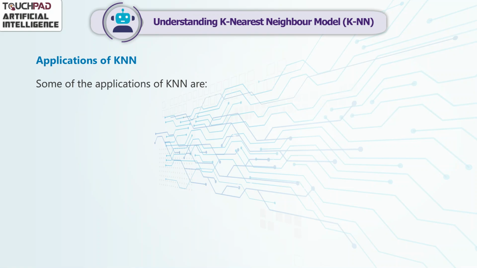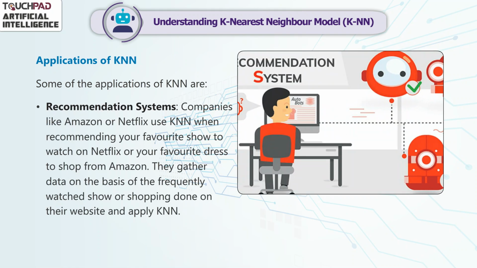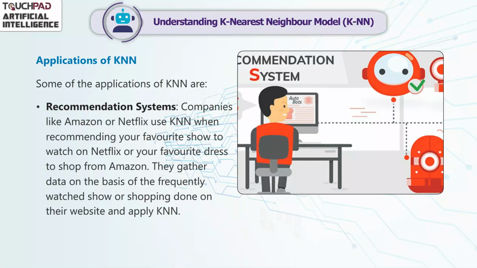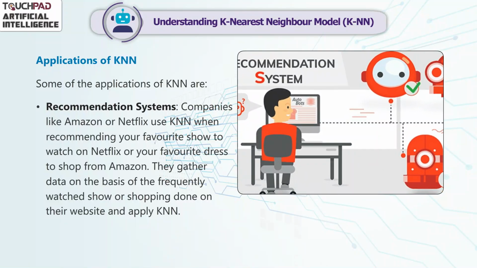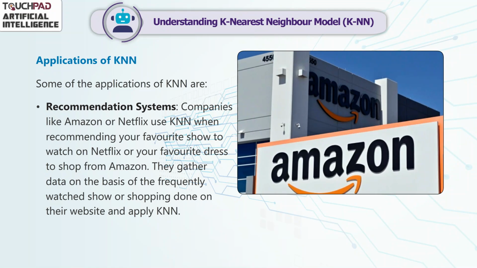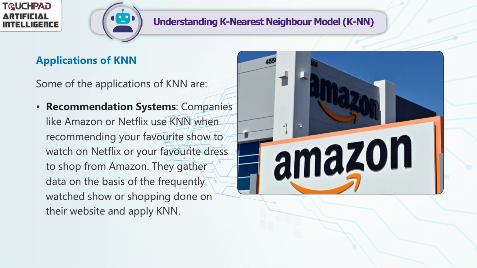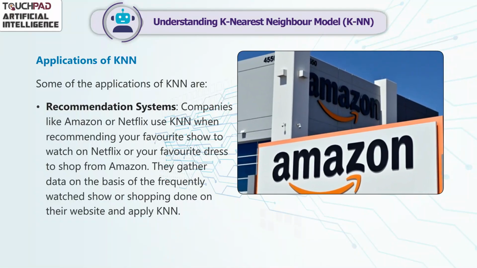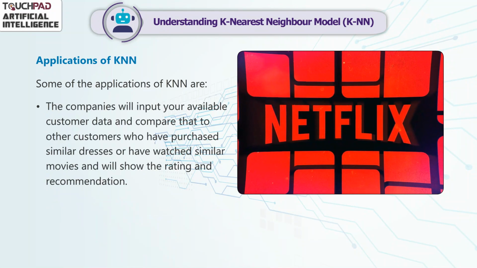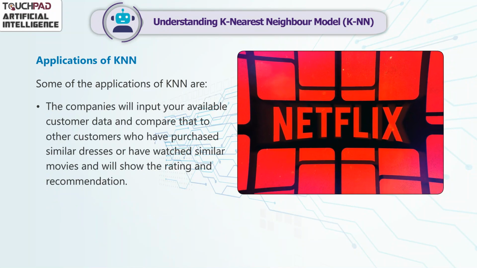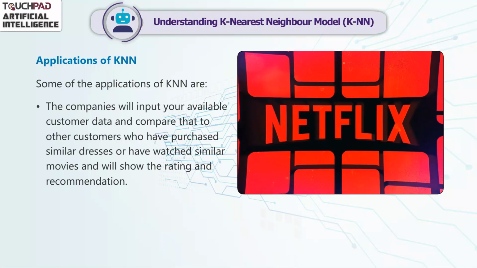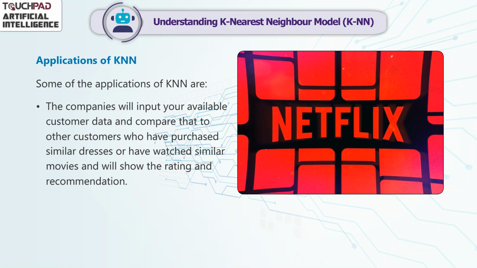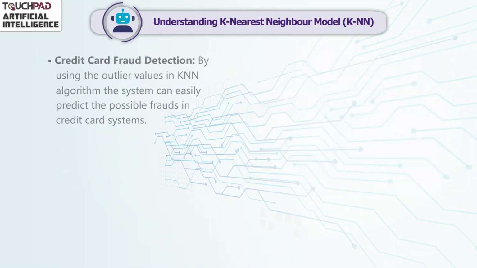Some of the applications of KNN are: recommendation systems. Companies like Amazon or Netflix use KNN when recommending your favorite show to watch on Netflix or your favorite dress to shop from Amazon. They gather data on the basis of the frequently watched shows or shopping done on their website and apply KNN. The companies will input your available customer data and compare that to other customers who have purchased similar dresses or have watched similar movies and will show the rating and recommendation.